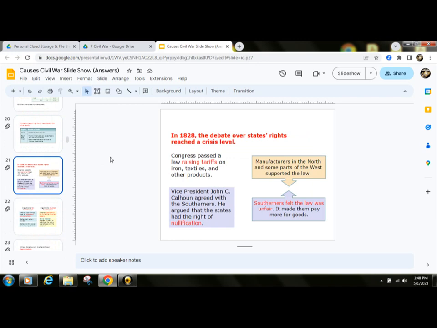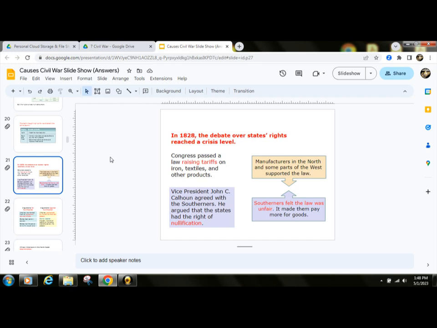In 1828, the debate over states' rights reached a crisis level. Congress passed a law raising tariffs on iron, textiles, and other products. Vice President then, John C. Calhoun, agreed with the Southerners. He argued that the states had the right of nullification. Remember, that means to cancel a federal law.